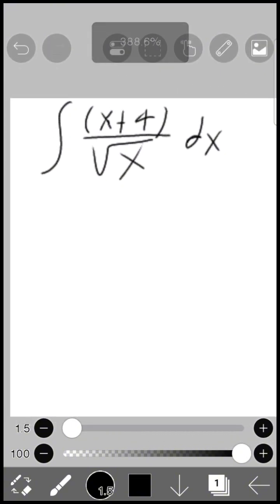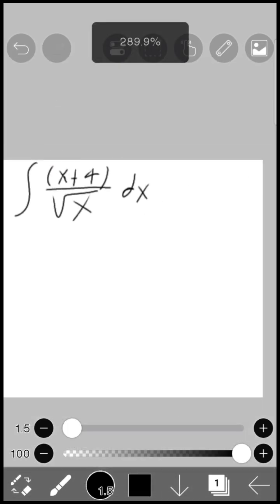Let's go ahead and proceed to solving this integral. Now this antiderivative of x plus 4 all over square root of x may look complicated, but if you know the laws of exponents and how to split this into two terms, then we can solve this. So let's go ahead and split this into two things.